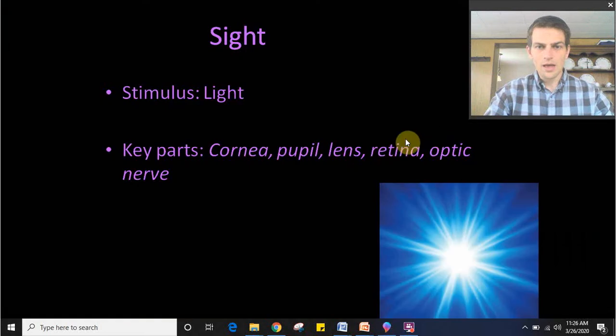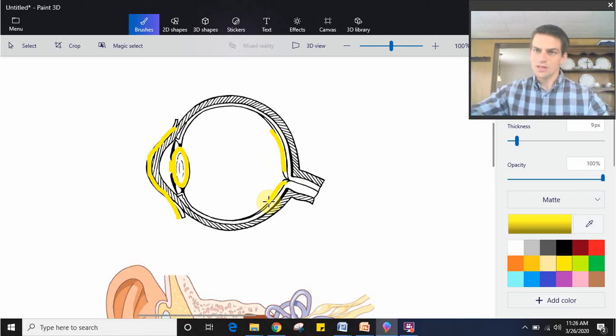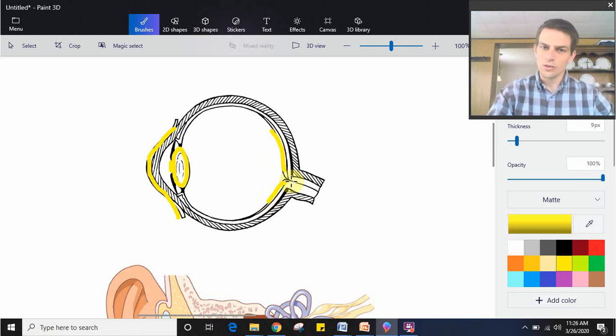Then we have our retina next. The retina is a layer of cells at the back of the eyeball. And that layer of cells back there actually detects light, and it sends signals then to your brain. And it sends signals along this nerve here at the back, and this nerve is called the optic nerve.